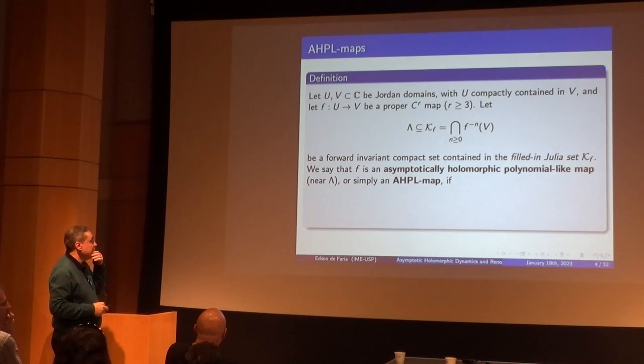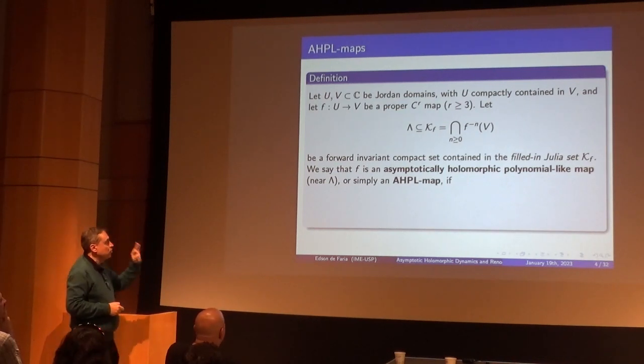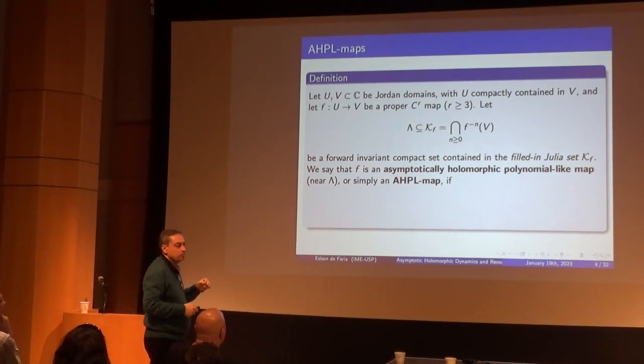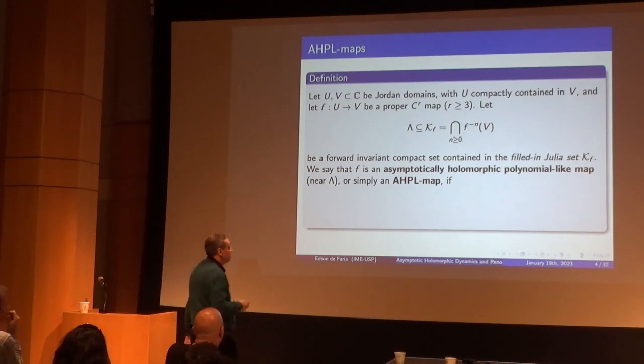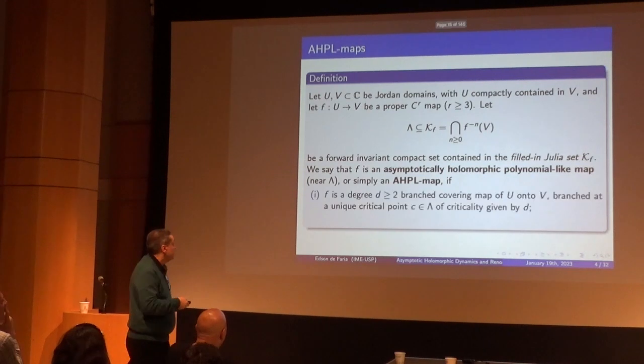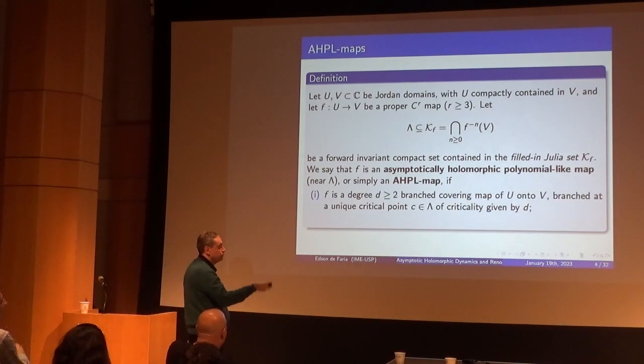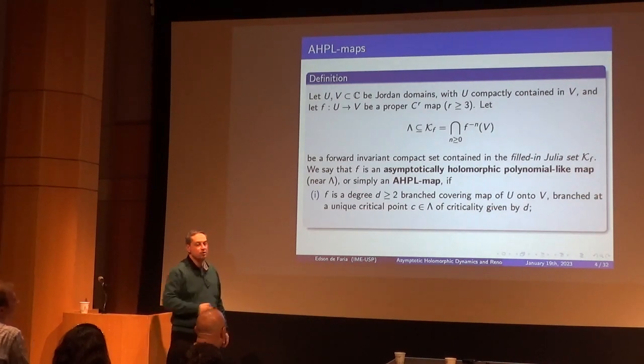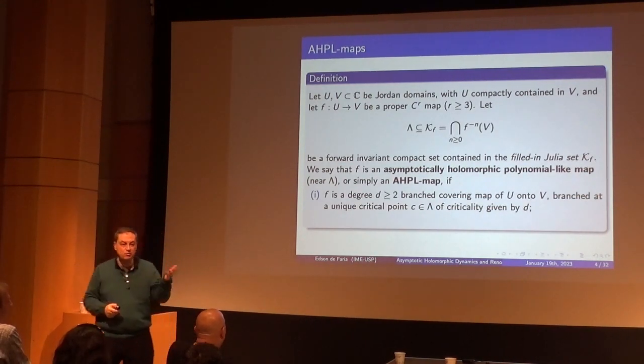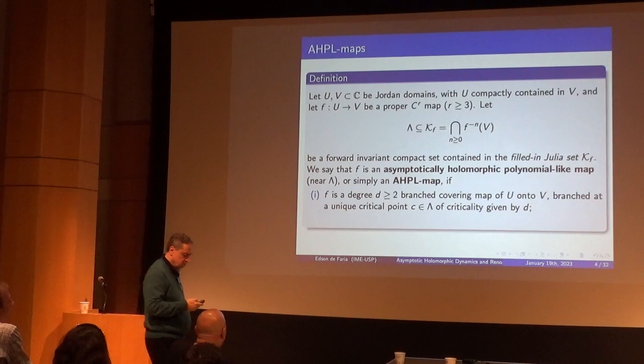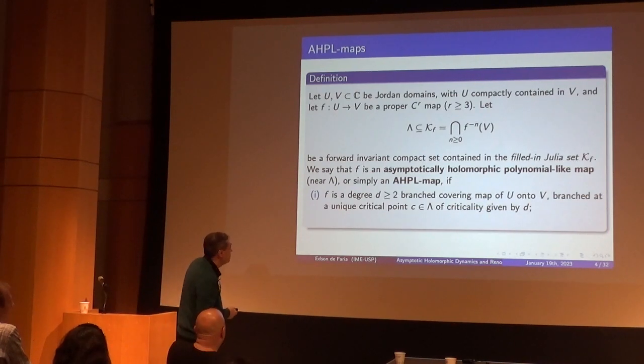So to be asymptotically holomorphic polynomial-like, which is a mouthful, I'm going to abbreviate it using the acronym. I don't like acronyms, but I'm going to be forced to use it. So an AHPL map is a map which is a degree D branched covering map of U onto V, branched at a unique critical point of some degree. The degree has to be an even integer.